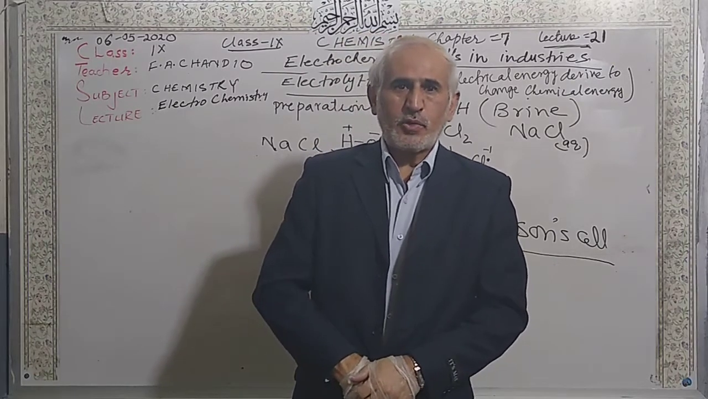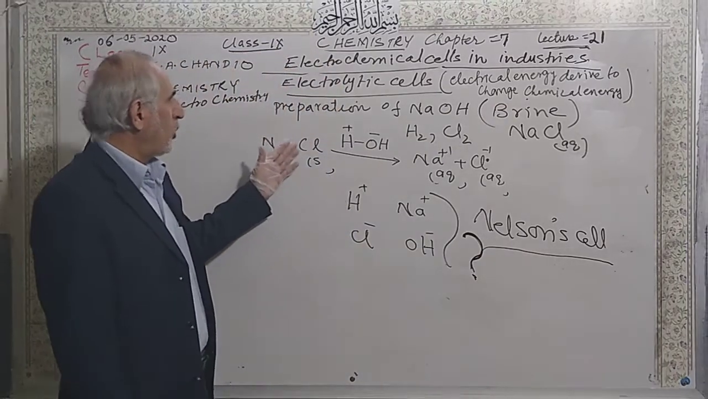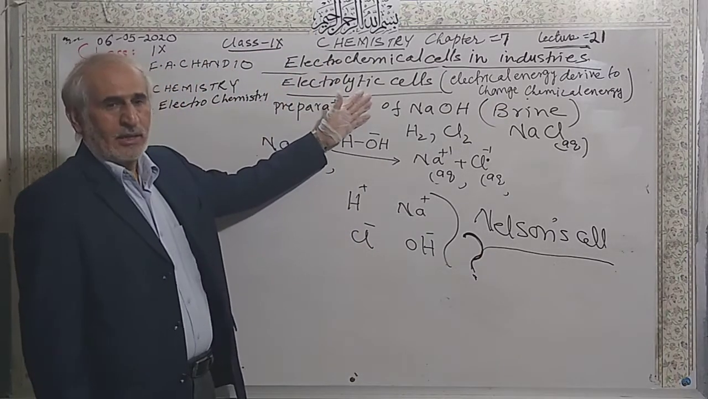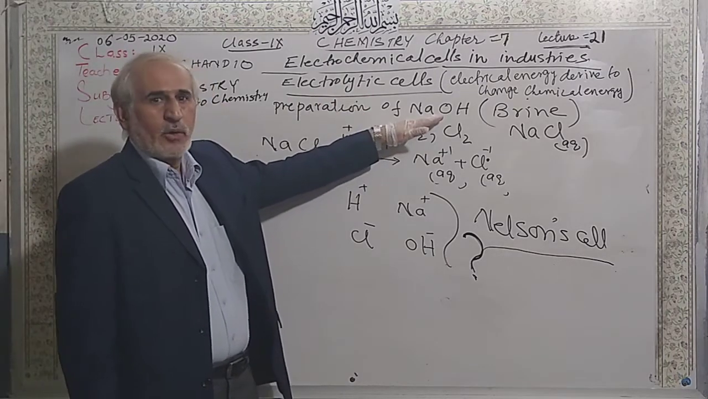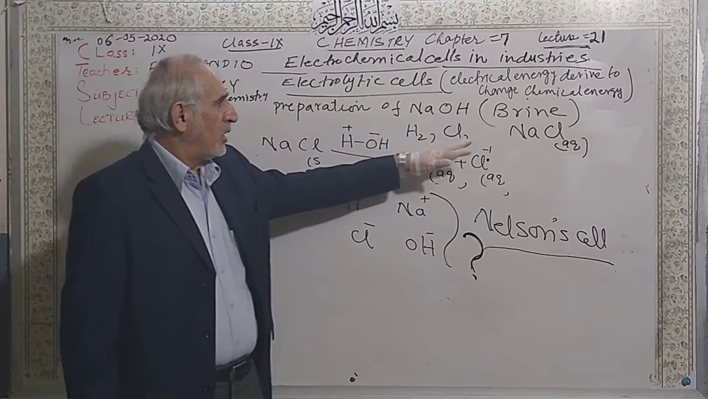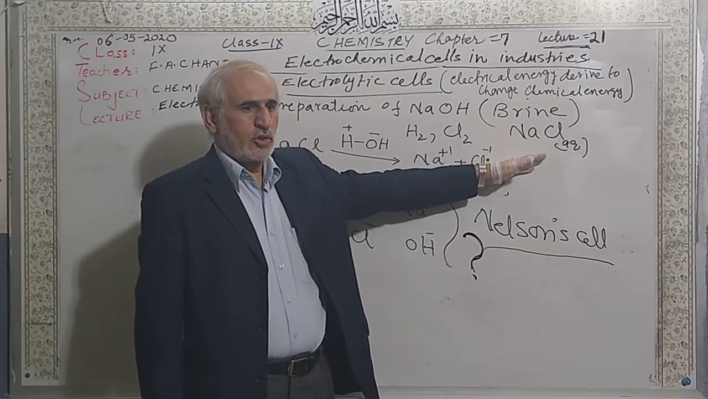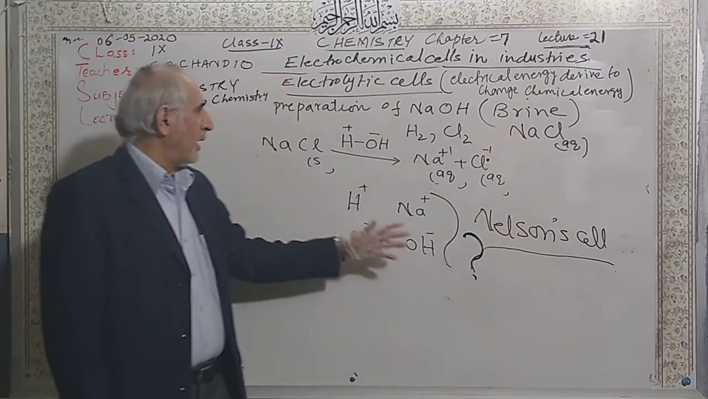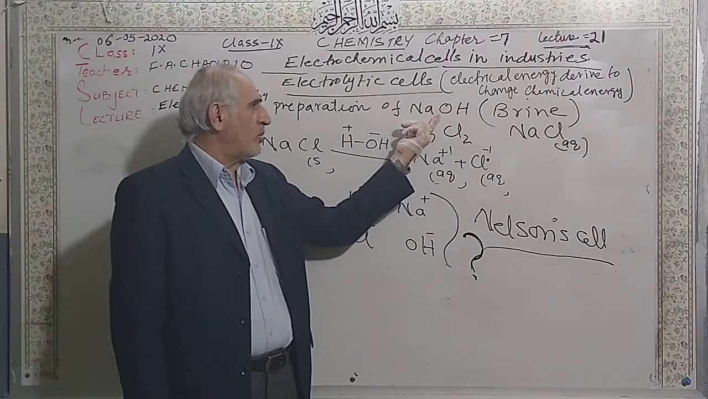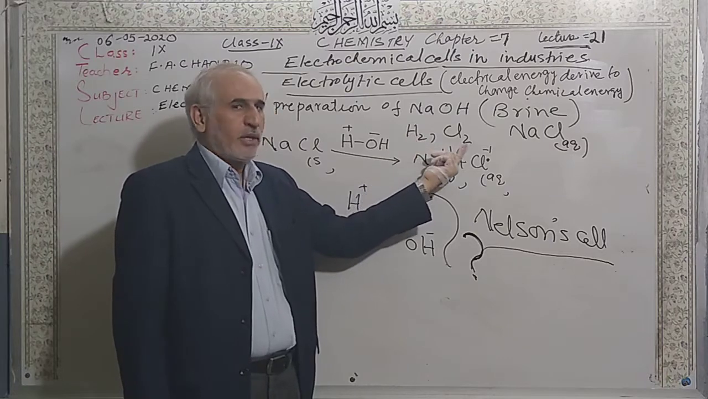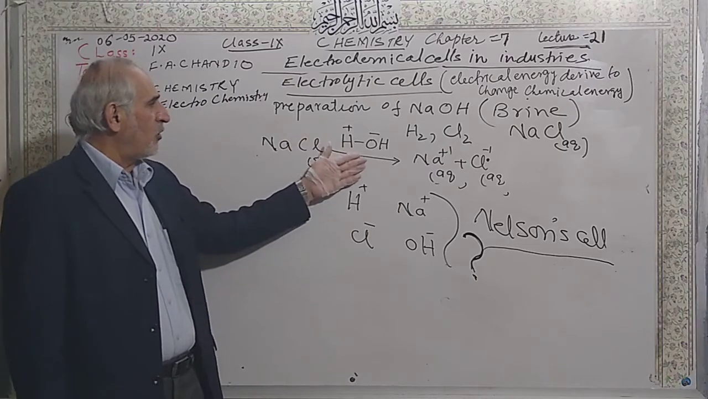Bismillahirrahmanirrahim. Dear students, in the previous lecture number 20, I told you about the electrolytic cell, the preparation of sodium hydroxide, caustic soda, by using brine. Brine is a concentrated solution of sodium chloride. I told you that three products are going to be formed. One is the chief product, sodium hydroxide, and hydrogen gas and chlorine gas as byproducts are going to be formed here. So this is solid sodium chloride dissolved in water.